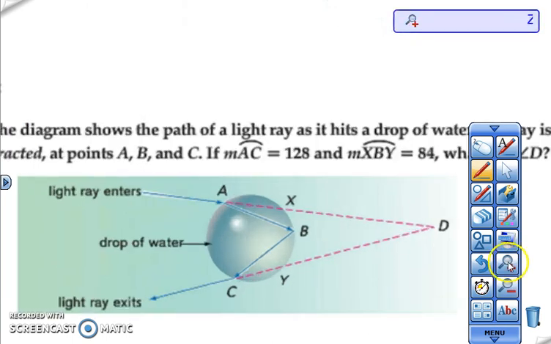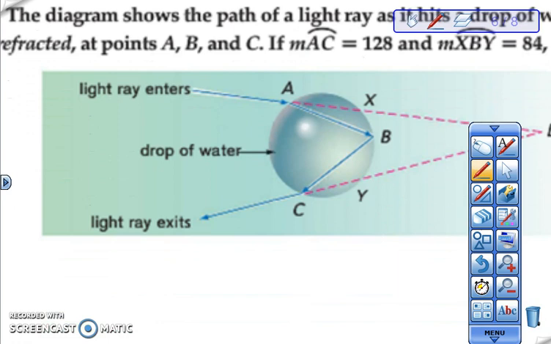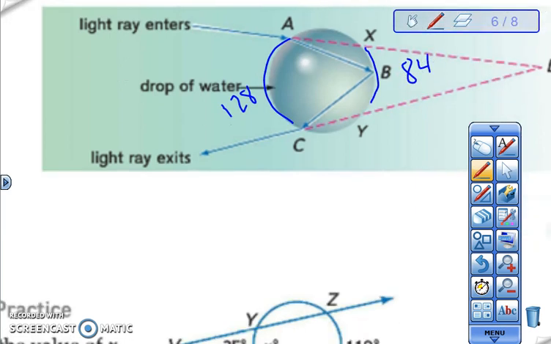In our last example, we've got 128 here, 84 degrees here. The angle is on the outside, so angle D is equal to 1/2 of 128 minus 84. Which equals 22 degrees.